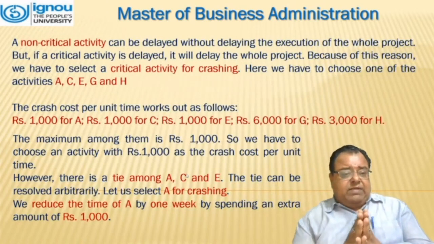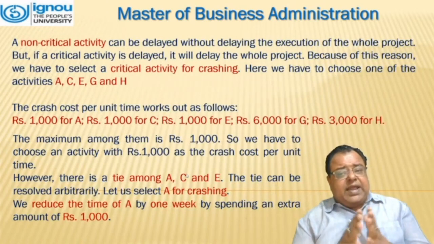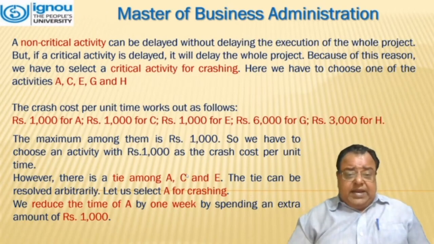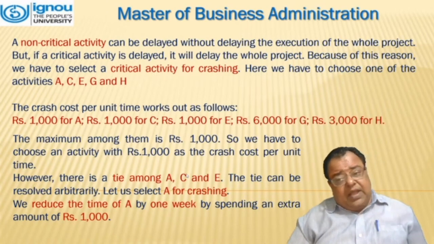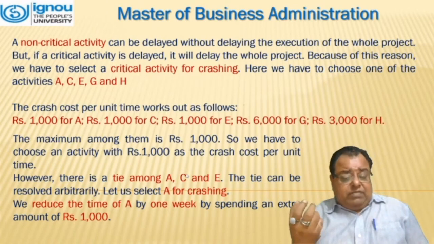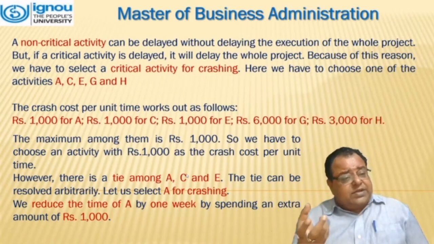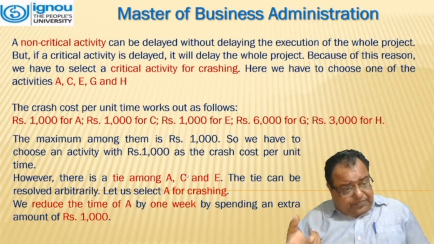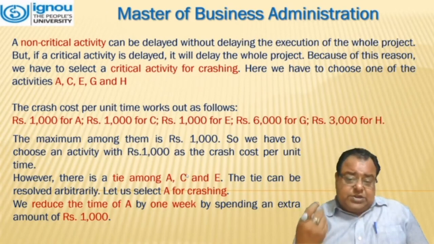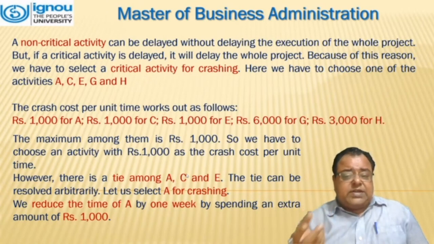A non-critical activity can be delayed without delaying the execution of the whole project. But if the critical activity is delayed, it will delay the whole project. Because of this reason, we have to select a critical activity for crashing. Here we have to choose one of the activities A, C, E, G, and H. The crash cost per unit time has been calculated, and for A it is 1000, for C it is 1000, for E 1000, for G it is 6000, and lastly for H it is 3000.